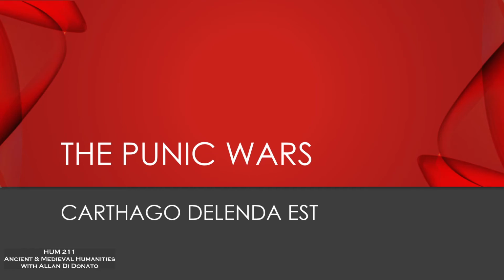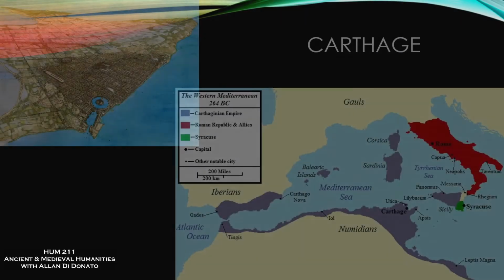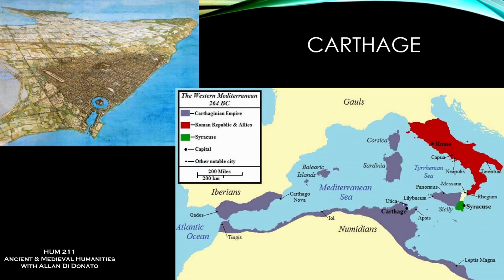This is the biggest war or series of wars of the Middle Republic. And Carthage is going to be the arch enemy of ancient Rome. Carthago delenda est. Carthage must be destroyed. So Punic is the word for the Phoenicians. This is the Latin word that refers to the Phoenicians.